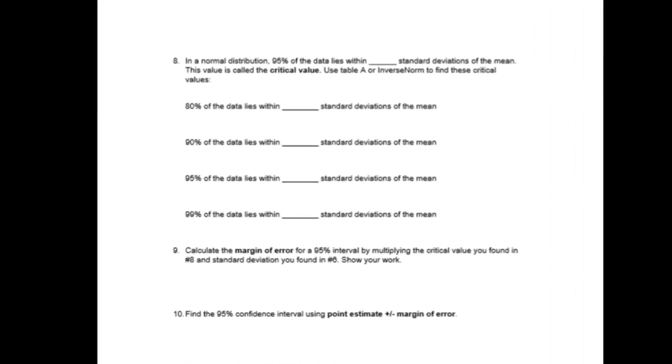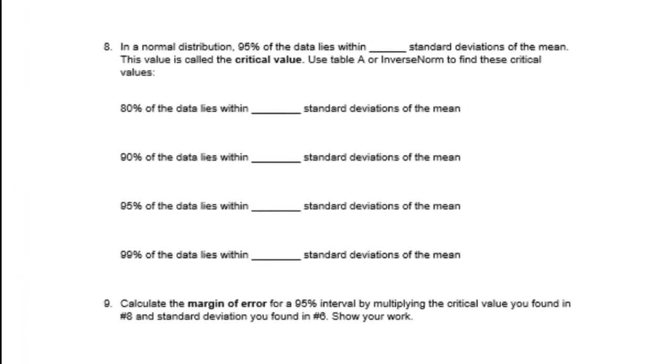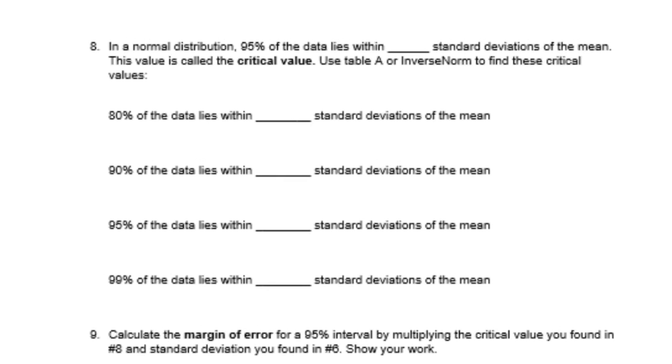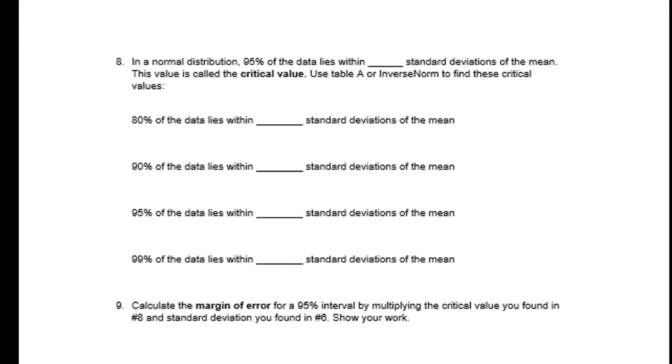Okay, so before you get too far in question 8, I do want to make sure you understand how to do some of these things first. So in a normal distribution, 95% of the data lies within how many standard deviations of the mean? Remember, this is our 68, 95, 99.7 rule that we're referring to. And so this was 1 standard deviation, 2 standard deviations, and 3. And so that would be 2 there.